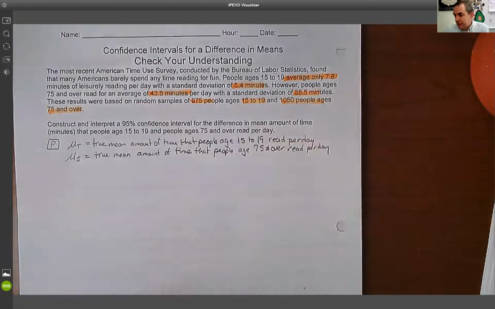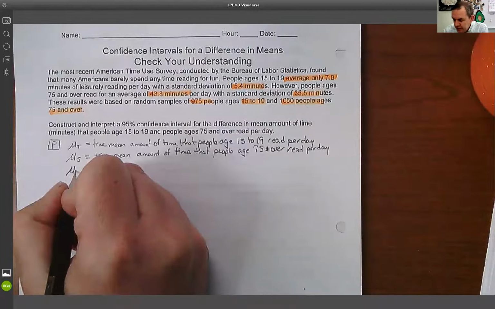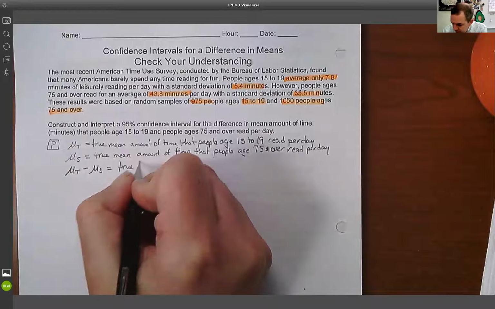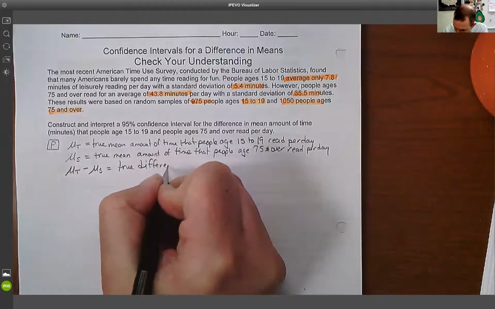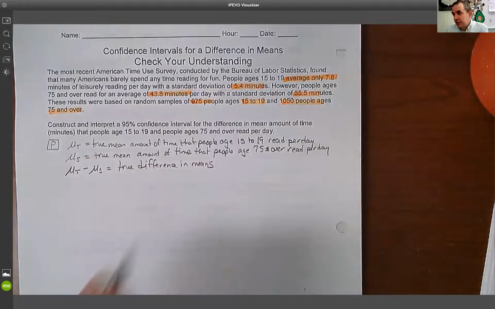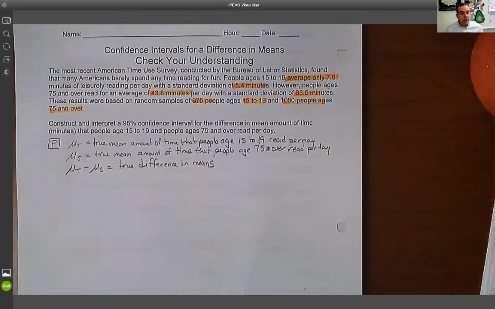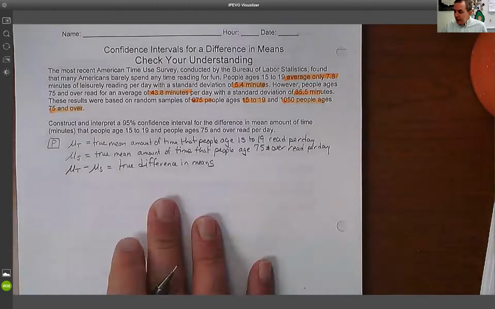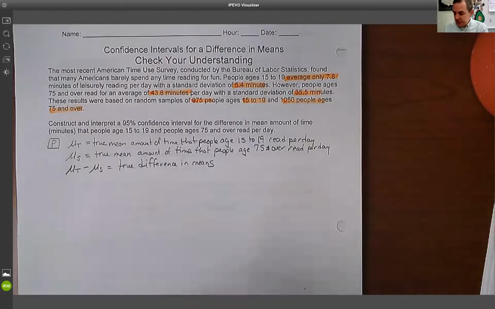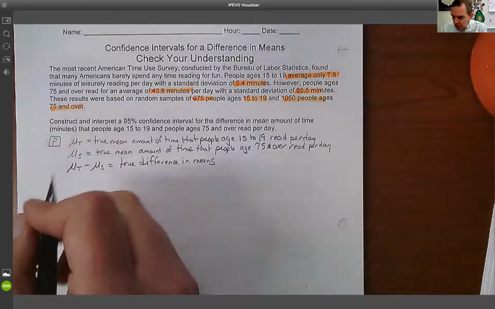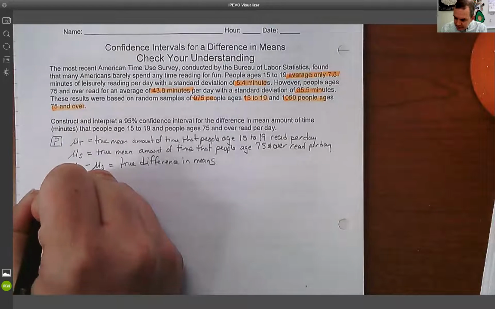What we're really interested in is mu t minus mu s, which is the true difference in means. So that's what we're going to be looking for, that true difference in means. We're caring about the difference between the two. Again, still nothing about the sample. We're going to hold the sample off for a while. So then we're going to do A.